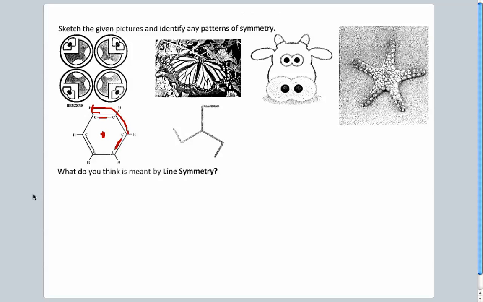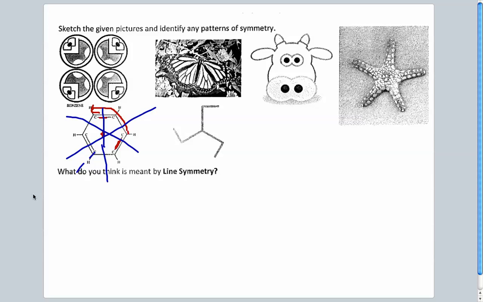I think you could probably even make the argument that it's got some line symmetry too. If you went right down the middle here, I think you could fold it over onto itself just fine. If you went through there or through there, it's got some line symmetry.